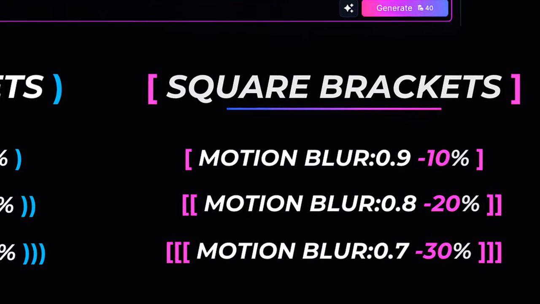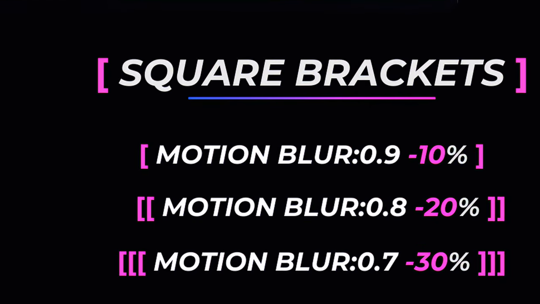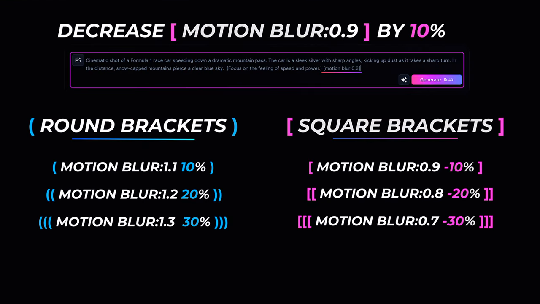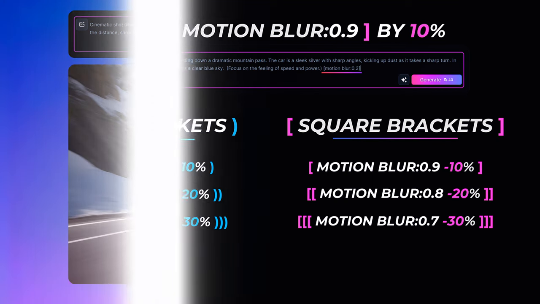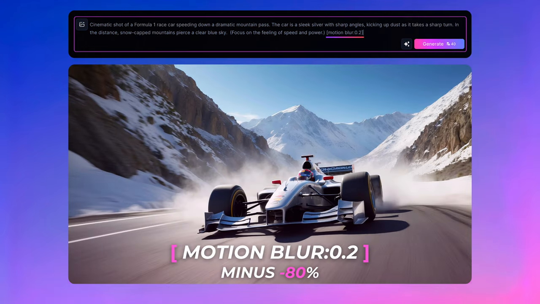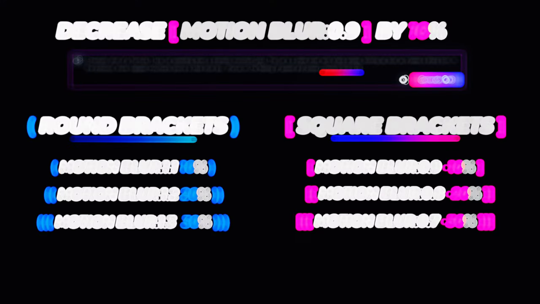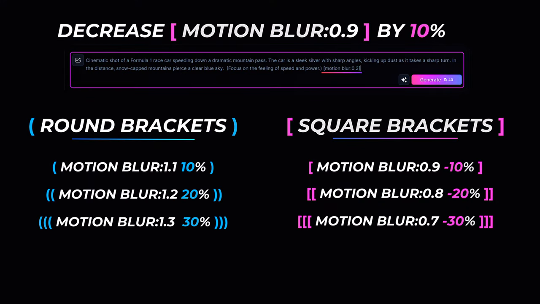Now, let's talk about square brackets. Square brackets have the opposite effect. They tell the AI to de-emphasize specific elements in your prompt. Think of them like dimming the spotlight on certain keywords. Just like round brackets, square brackets adjust the focus by 10% for each set. For example, if we want to minimize the presence of motion blur, we can use [motion blur] 0.9. This dials back the focus on motion blur by 10%.